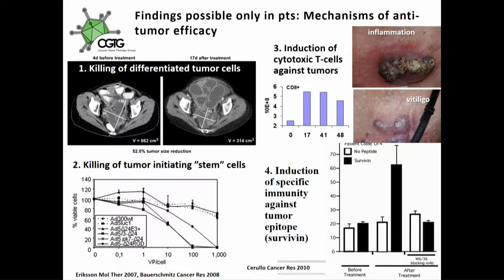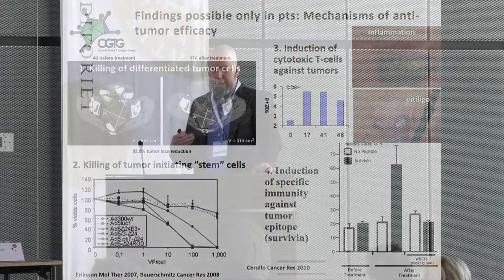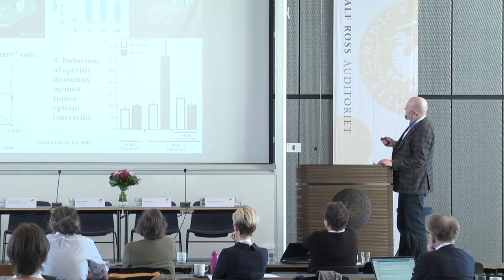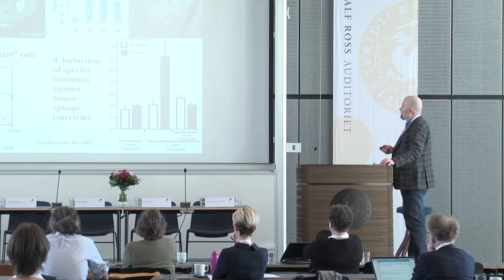And then something we and the whole field had basically missed in the lab, because in the lab you work with cell lines, or sometimes you use these nude mice which lack T cells, and you grow tumor xenografts in them. So these mice don't have an immune system. So we had completely missed the tremendous immunological effects that oncolysis had. But those were easy to detect in patients. In melanoma patients, there was a lot of redness developing around tumors.